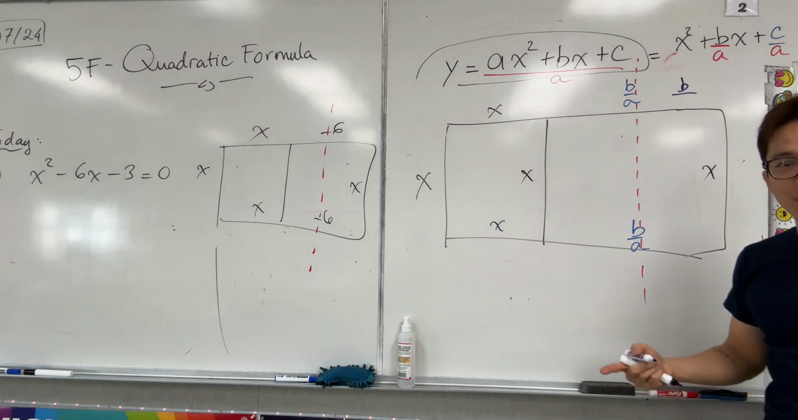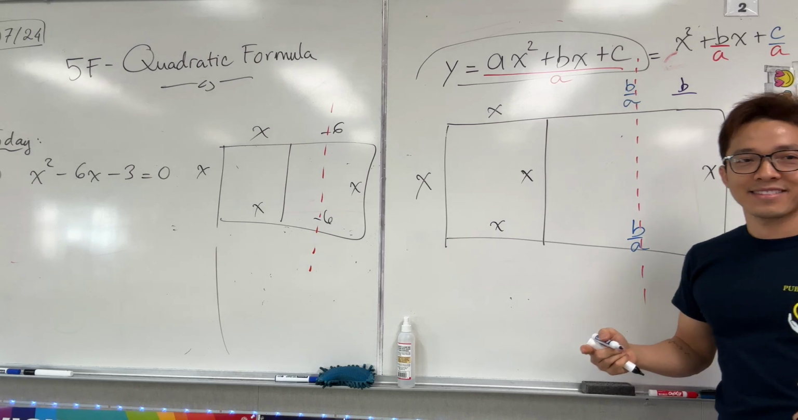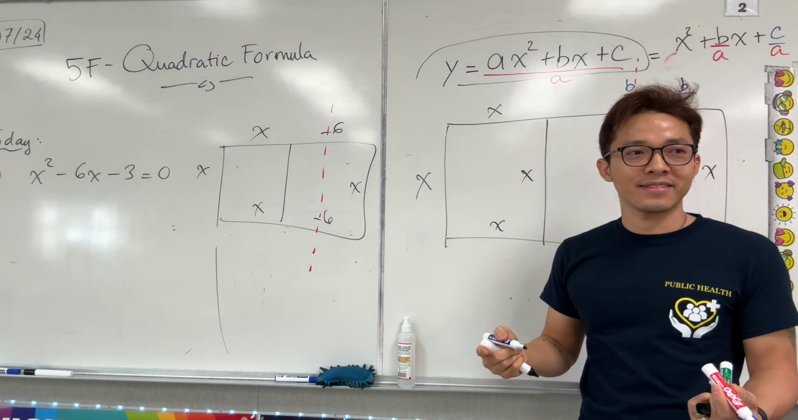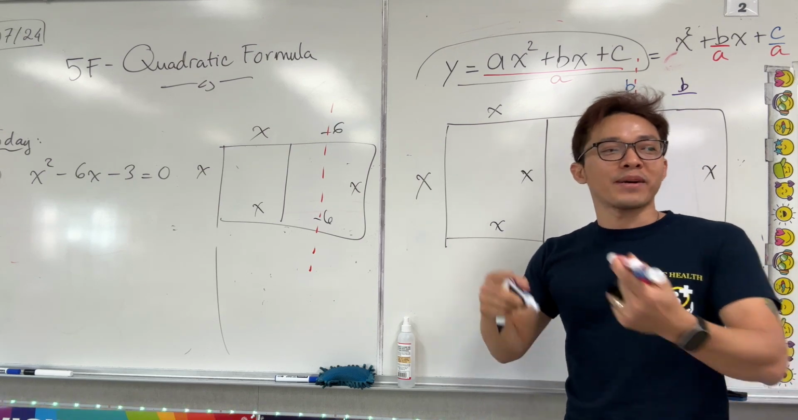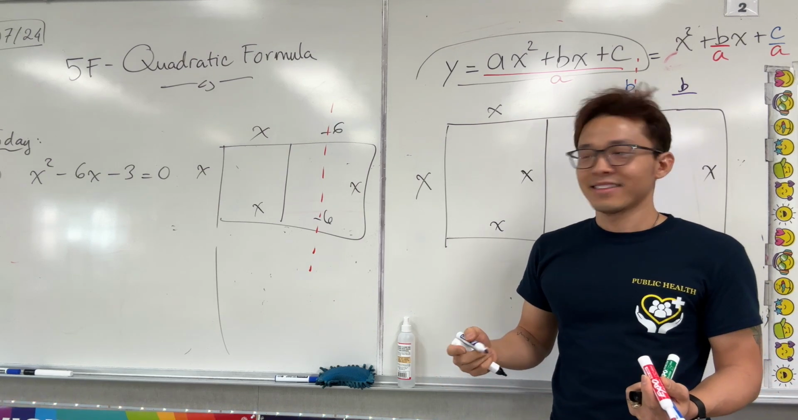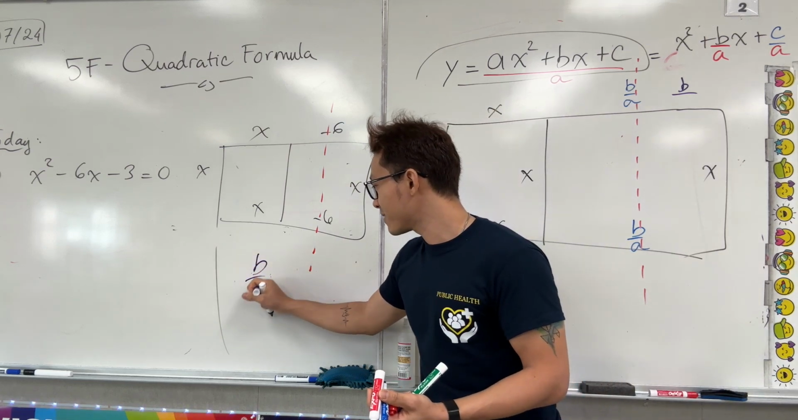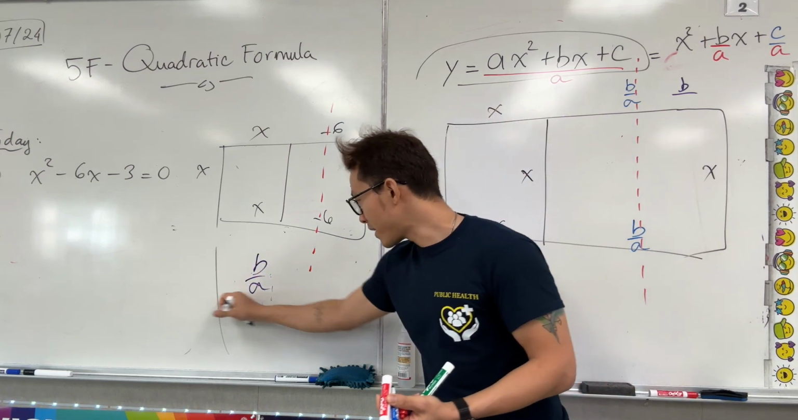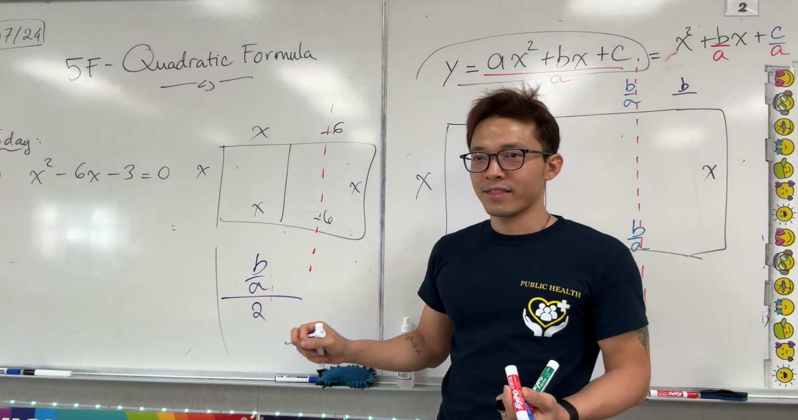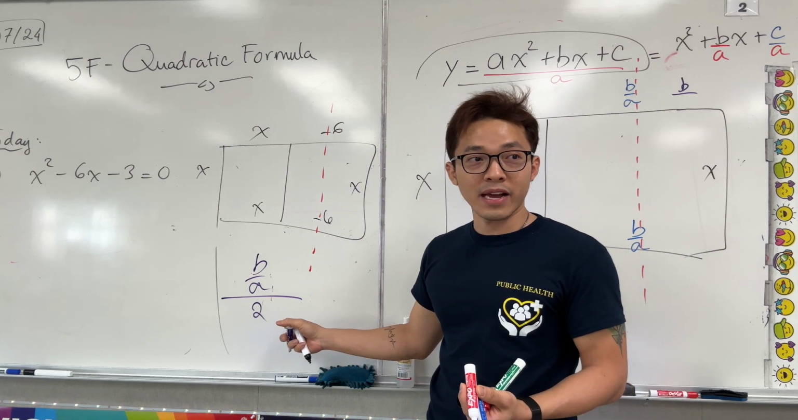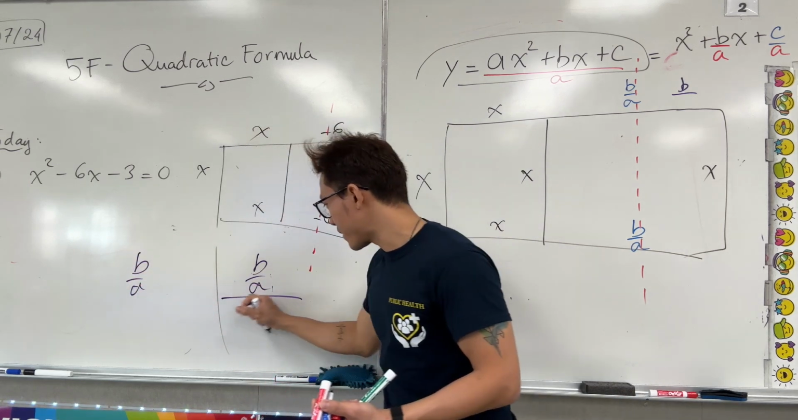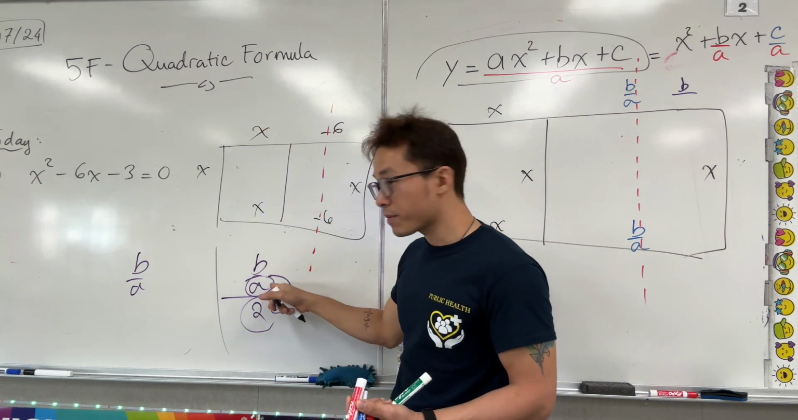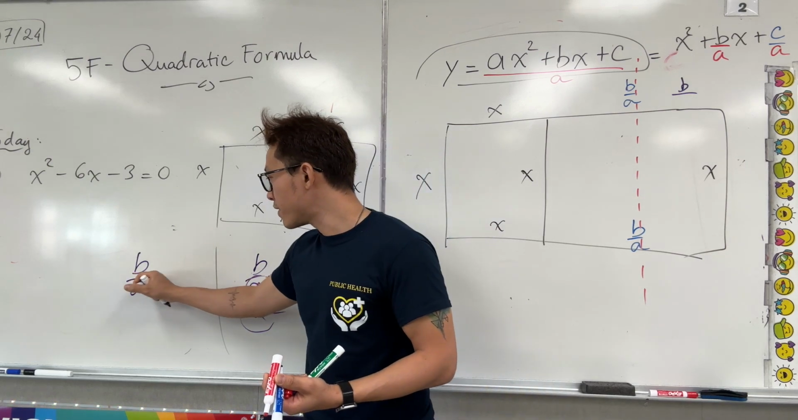You divide by 2. What do you have? Is it b over 2a? B over a, divided by 2. You remember how you handle this? You can bring this one over here to the bottom, or you can think about dividing by 2.